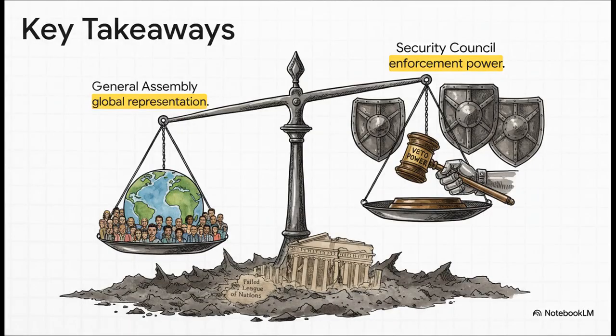All right, so let's boil it all down. What are the key things to remember? 1, the UN was born from the failure of its predecessor and was designed to have more power. 2, it balances this idea of global representation in the General Assembly with the hard reality of concentrated power in the Security Council. And 3, at the very heart of that power is the veto, the tool that both enables the UN and, at times, completely cripples it.